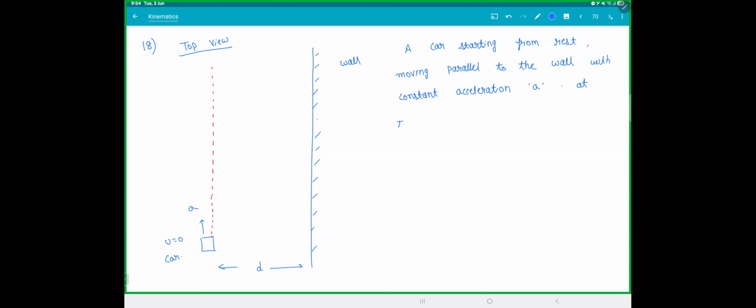At t equal to 0, the car sounds a horn. Only once. At t equals 0, the driver just honked the horn once. That's it. It's not like a siren. You just sounded the horn once and then left it. Speed of sound is c. So after what time does the driver hear an echo?